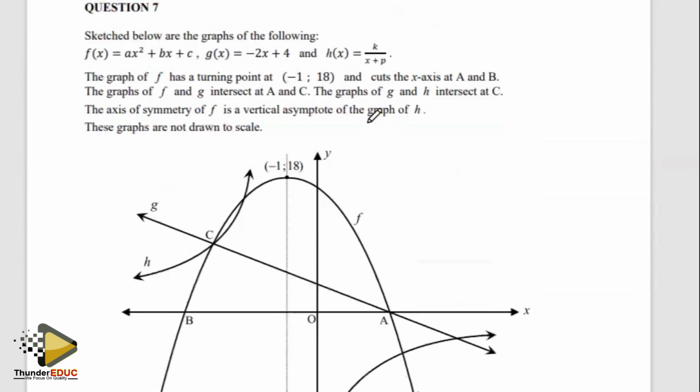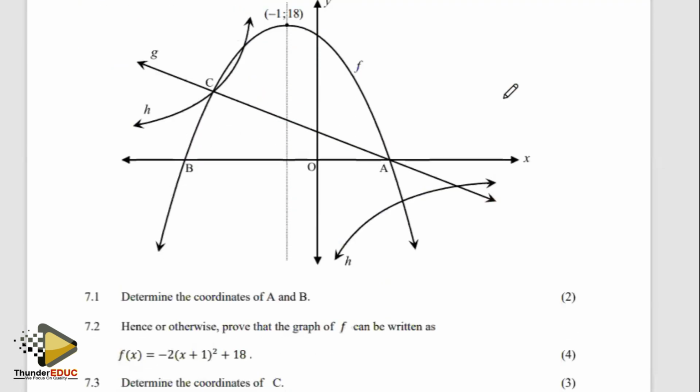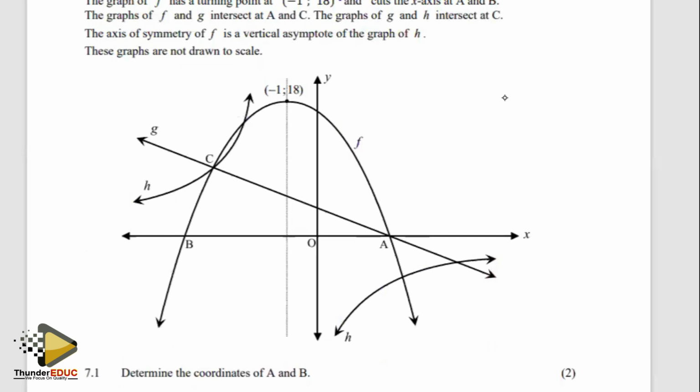Question number 7, we have the parabola and the straight line. Then we have a hyperbola. The turning point is given and all of that information. I want us to get the coordinates of A and B.